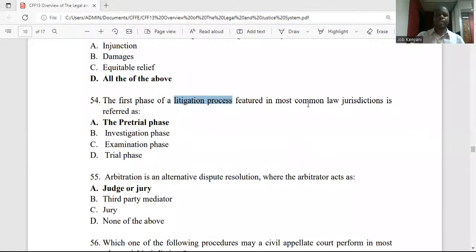So that was the question. Under common law, this one will be the first one. Under civil law, they are likely to start with the investigation phase.